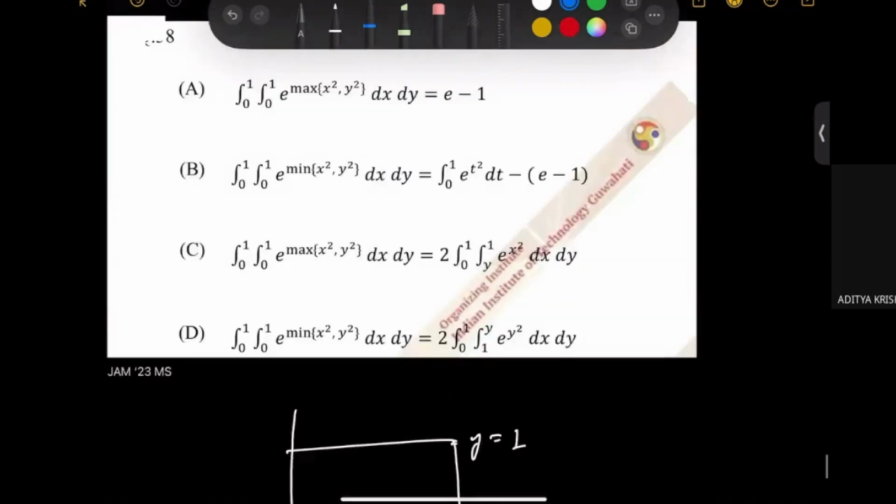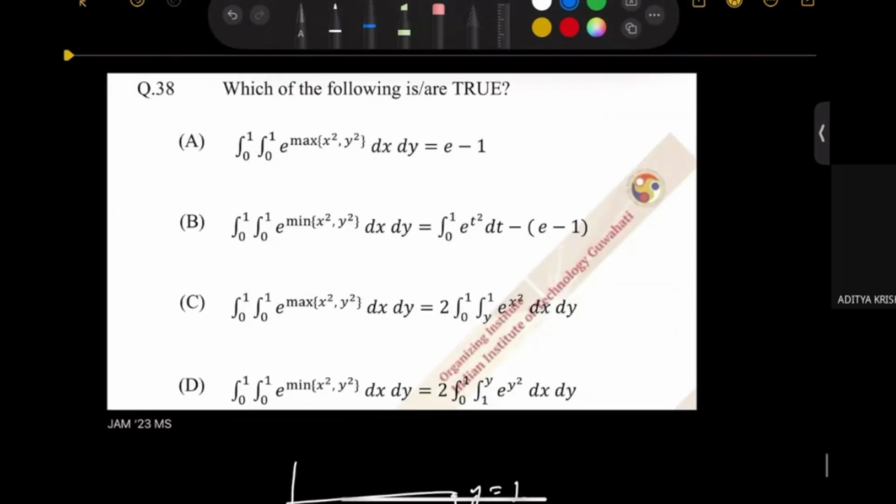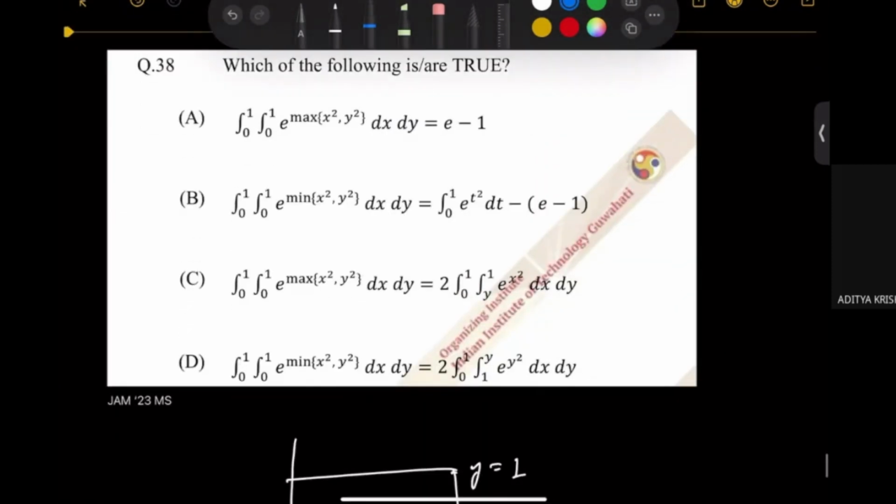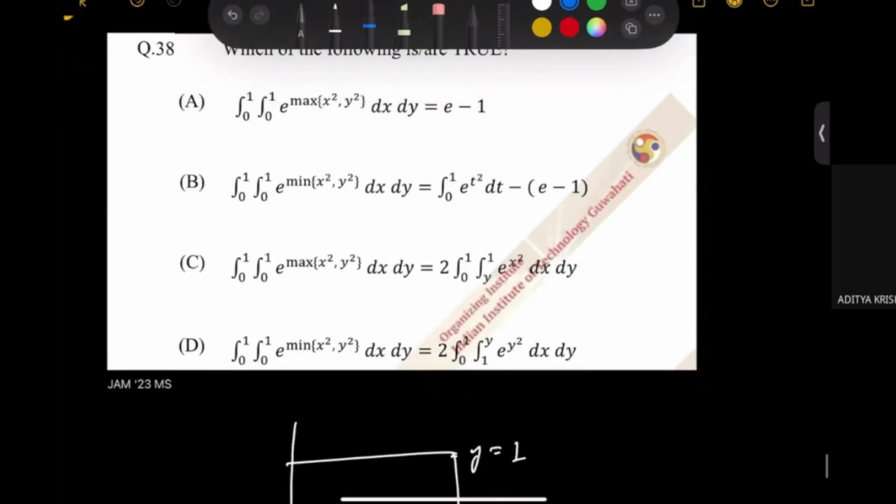Yeah, so the last problem. It was asked in 2023 Mathematical Statistics. Which of the following is true? It's an MSQ question.